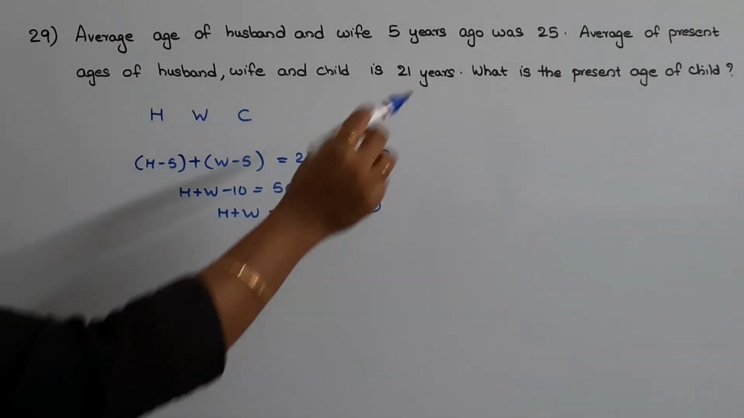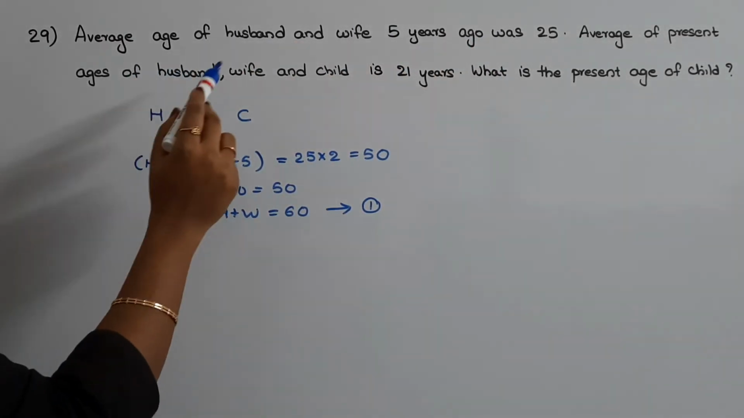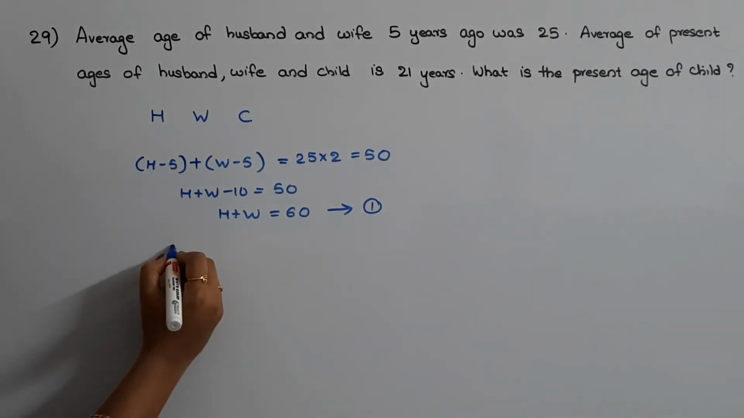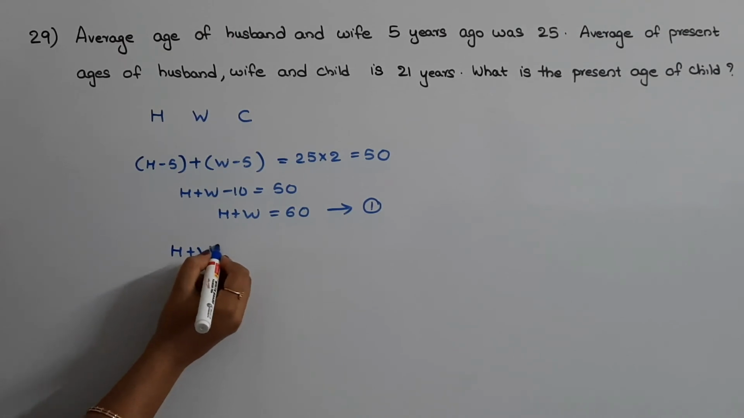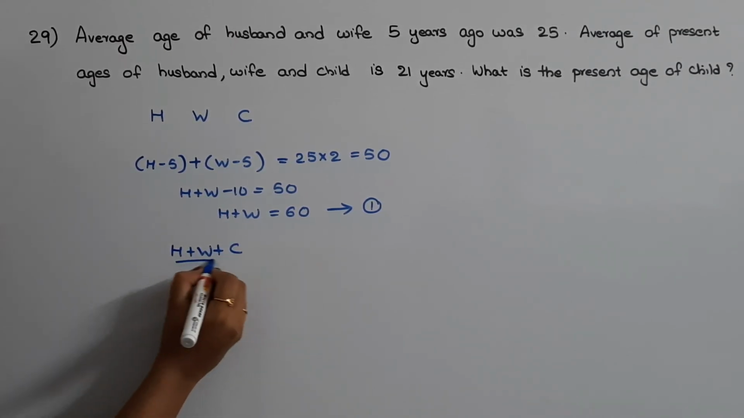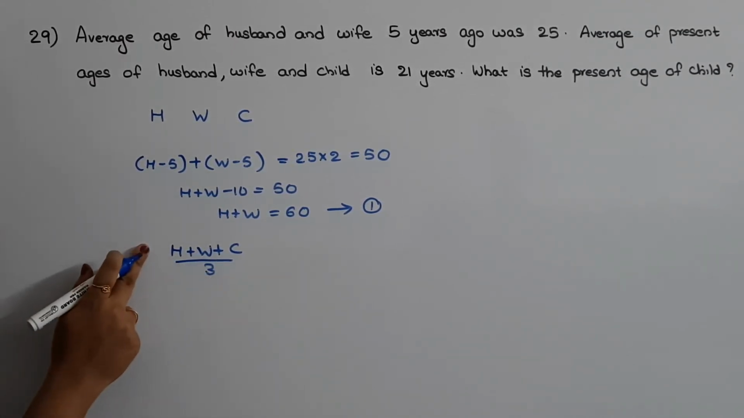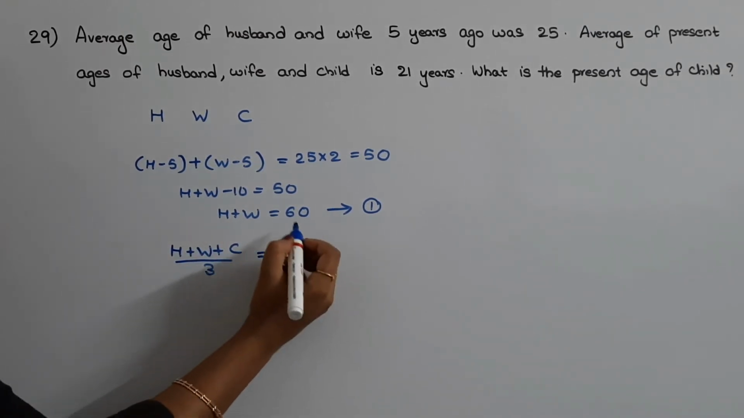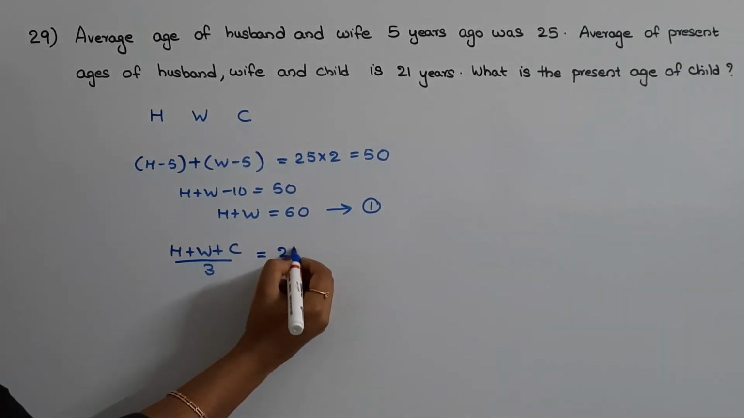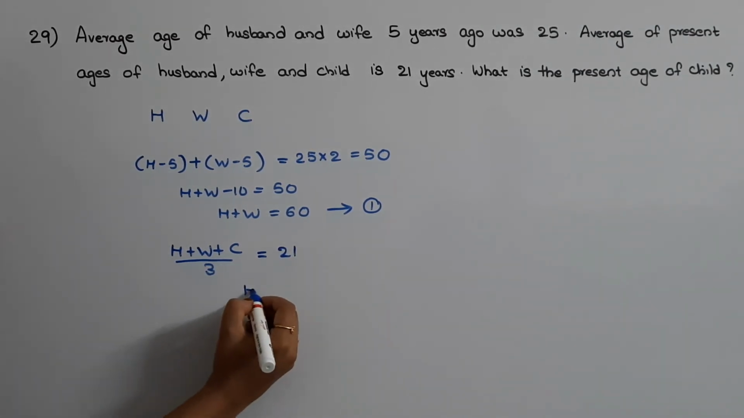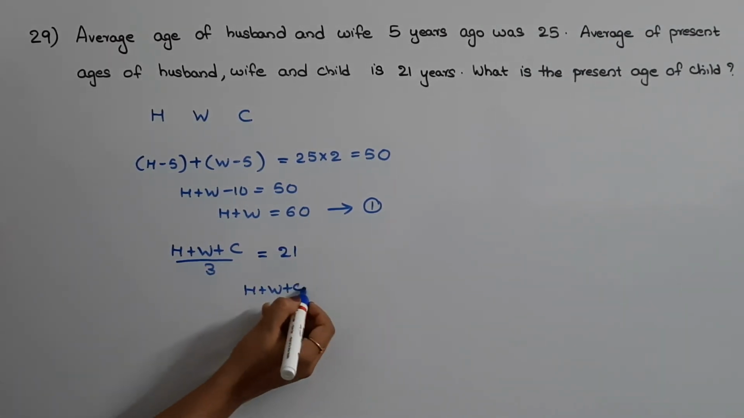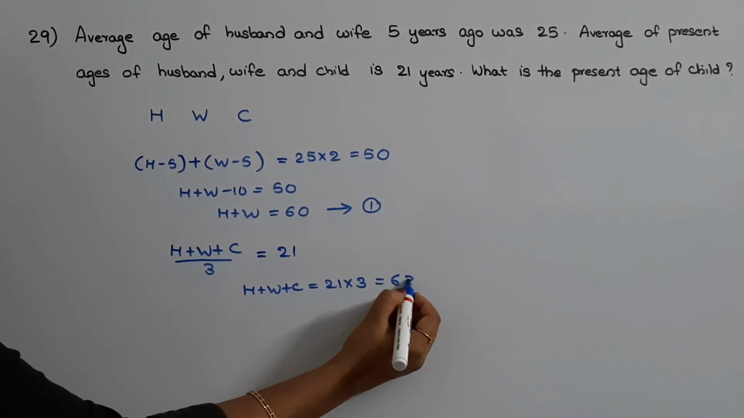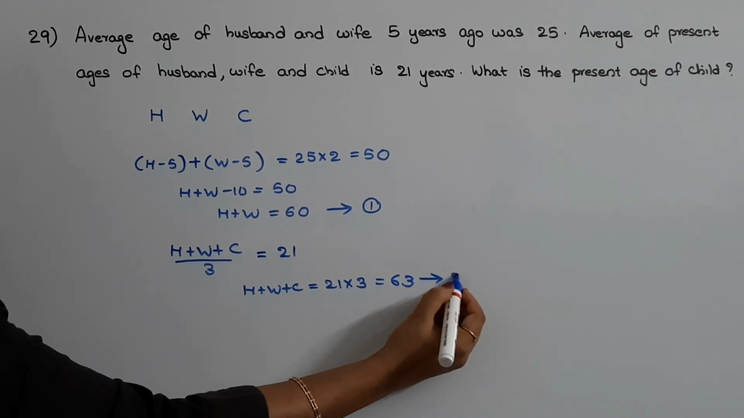Then they are telling that average of present ages of husband, wife and child is 21 years. Then (H plus W plus C) by 3. Average of 3 members will be the sum of their ages by 3. That will be equal to 21. Hence the sum of H, W and C will be equal to 21 into 3, that is equal to 63. So let us consider this as the second equation.